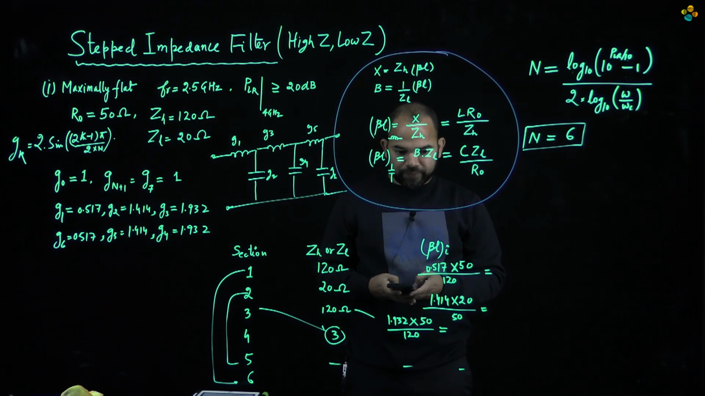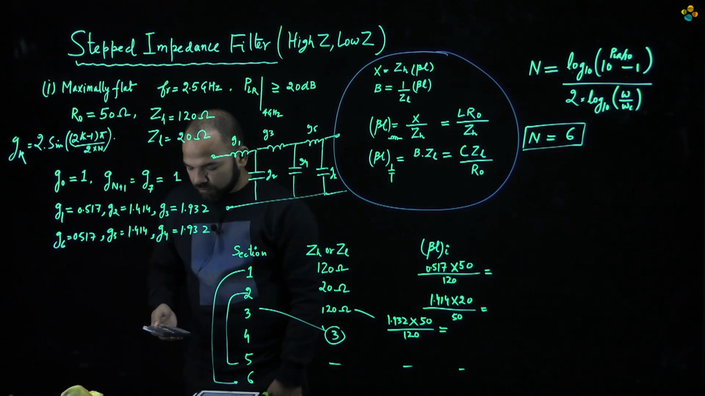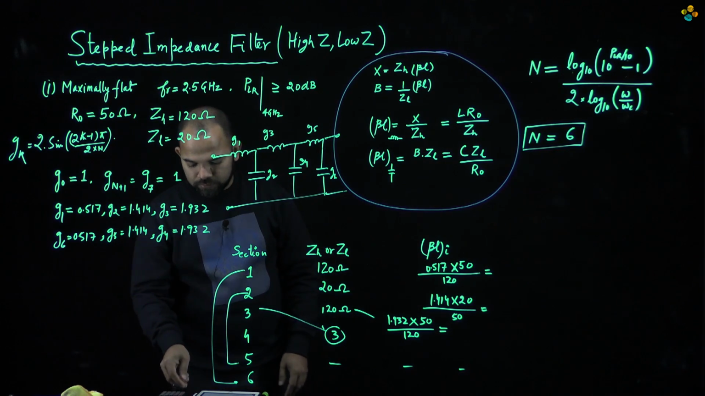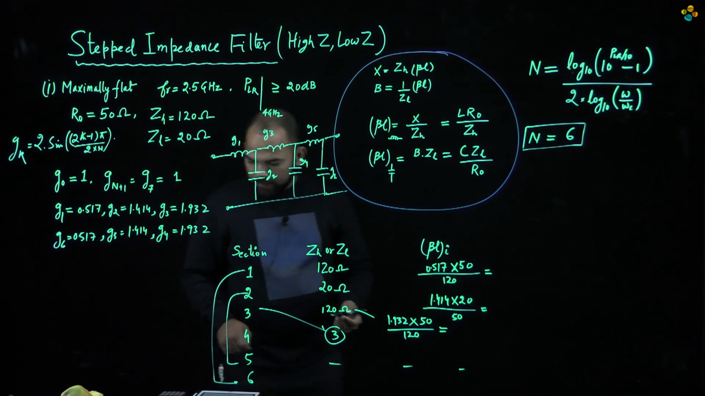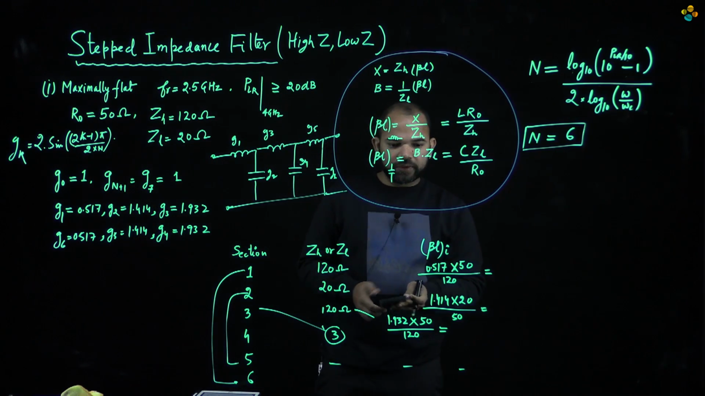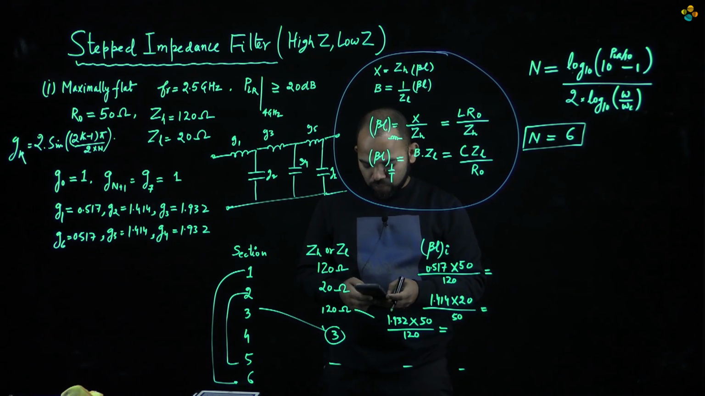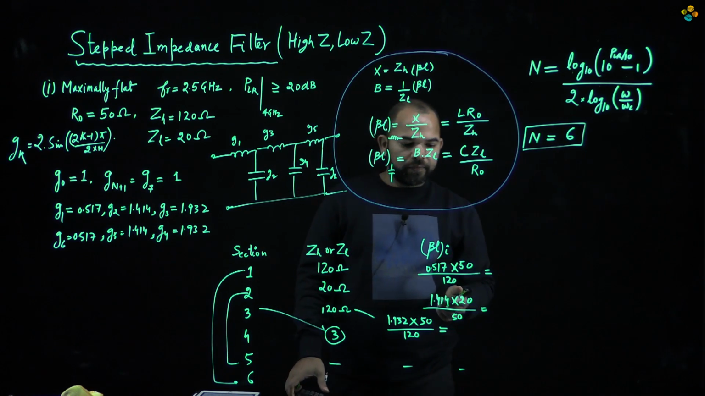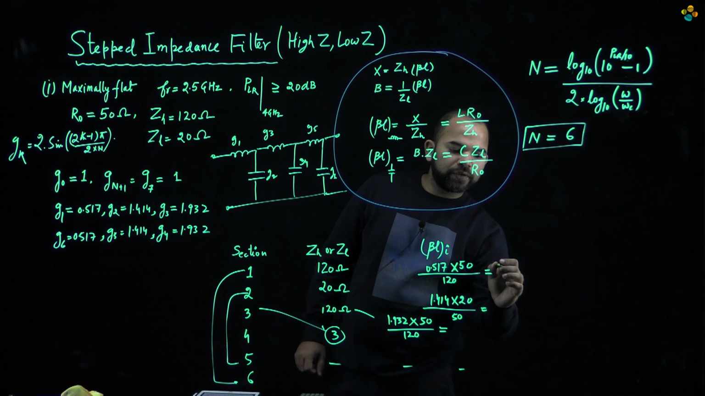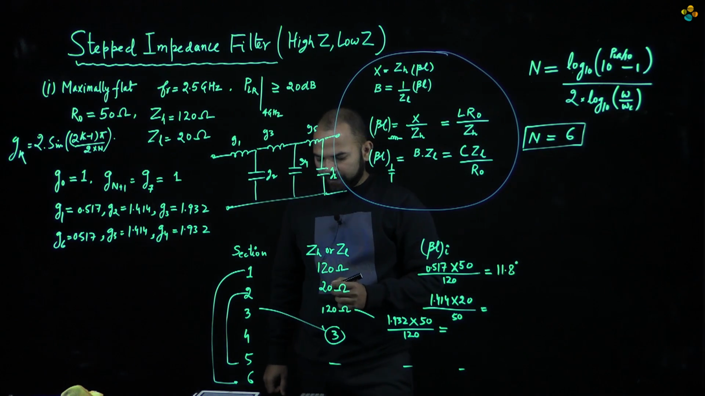0.517 multiplied by 50 divided by 120. So this comes out to be, so if we multiply this, your value is going to be in radians, so we need to multiply it by 57.32 again to get a value in degrees. Okay, so this is going to be a value which is something like 11.8 degrees.